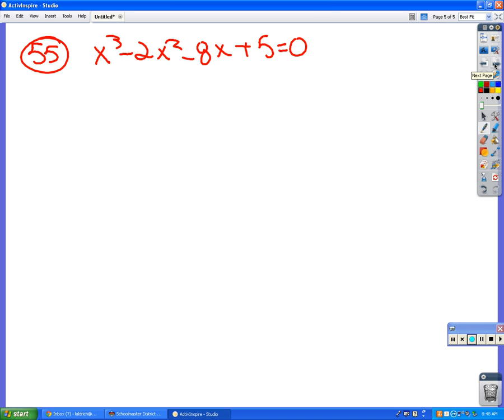55. All right, next one, x cubed minus 2x squared minus 8x plus 5 equals 0, so we can use the rational roots theorem again. What are the factors of 5? 1 and 5. And what are the factors of 1? Plus or minus 1. So my possible rational solutions are 1 divided by 1, which is just 1, so plus or minus 1, or 5 divided by 1, which is just 5, so plus or minus 5.